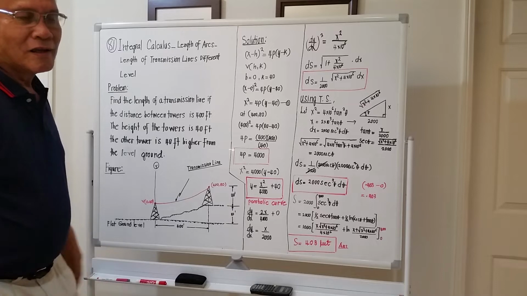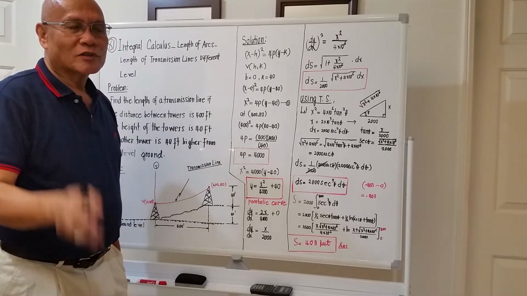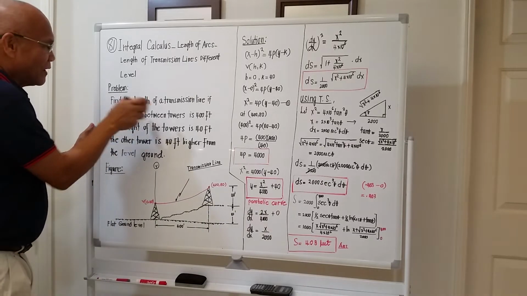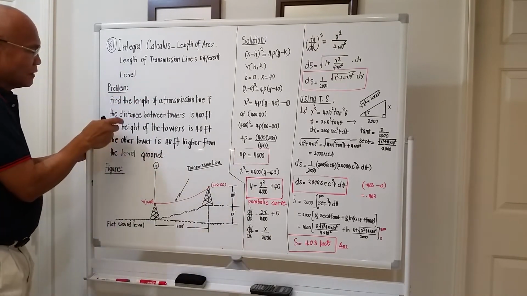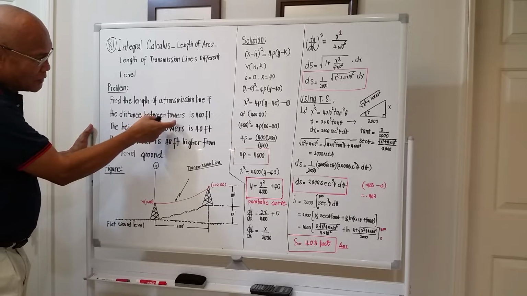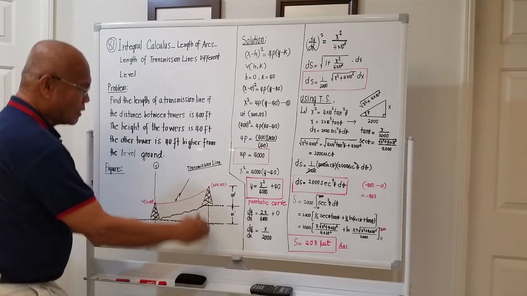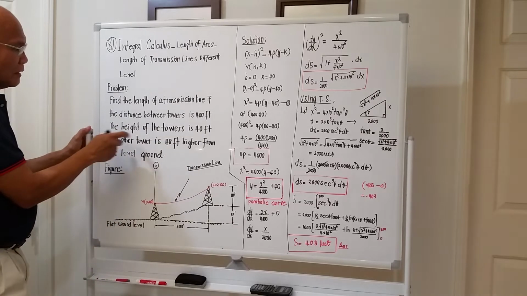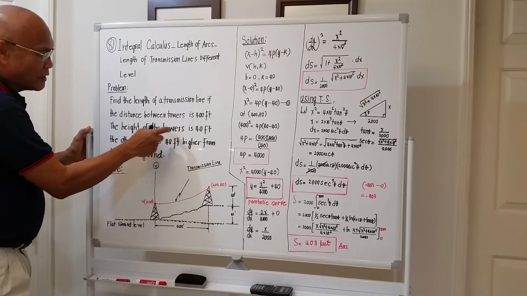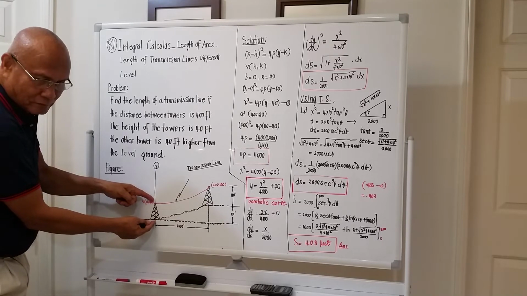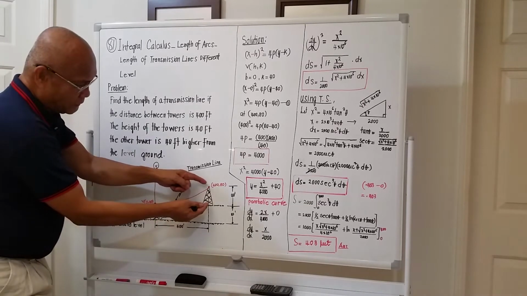This is a transmission line problem for electrical engineers. Okay, let's proceed. Find the length of a transmission line if the distance between the towers is 400 feet. The distance between the towers is 400 feet. The height of the towers is 40 feet. This is 40 feet. Okay?